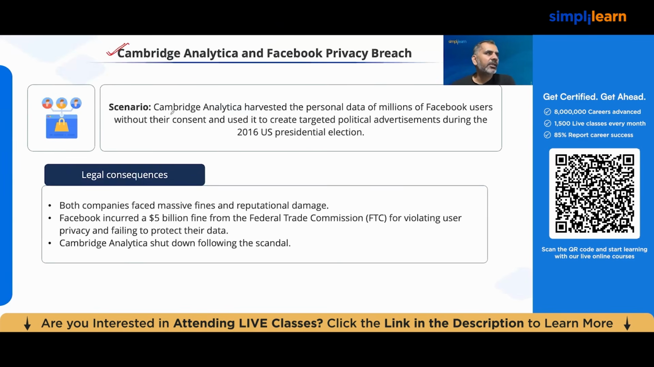So Cambridge Analytica used to be a data organization, and it played a very significant role in the U.S. election in 2016. The 2016 U.S. election was won by Donald Trump. And Donald Trump hired one of the senior vice presidents from this organization to use data science algorithms to change the mood of the voters.